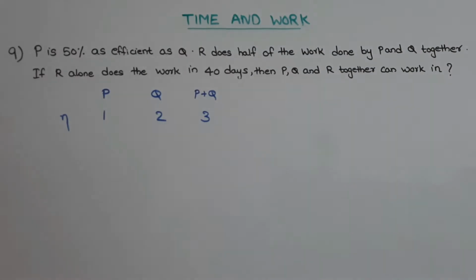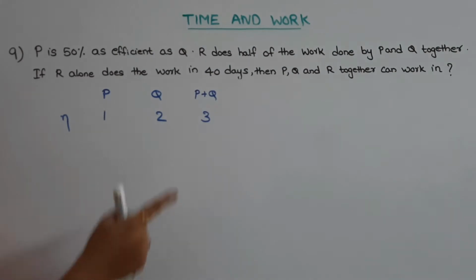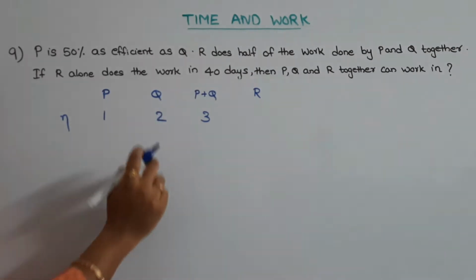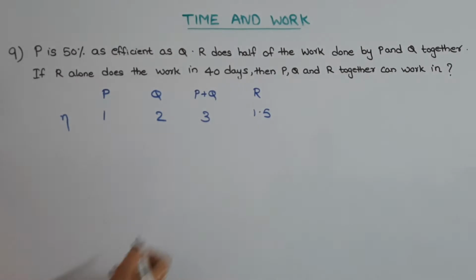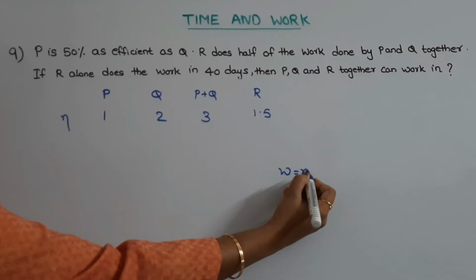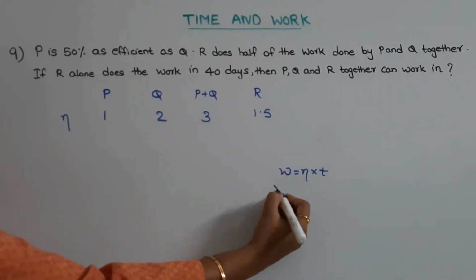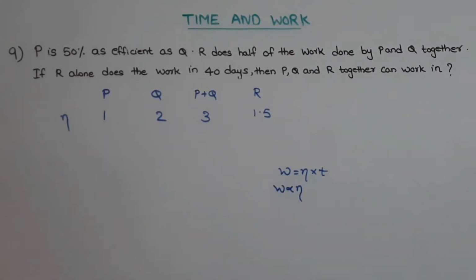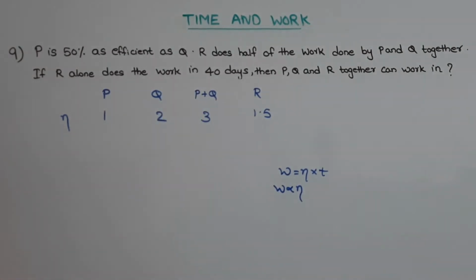In the question it is given that R does half of the work done by P and Q together, which means the efficiency of R is half of the efficiency of P and Q together. That is equal to 3 divided by 2, that is 1.5. This is because we know that work done is equal to efficiency into time. So for a particular time period, work done is directly proportional to efficiency. So if work is half, efficiency will also be half. That is why R's efficiency is half of the efficiency of P and Q together.